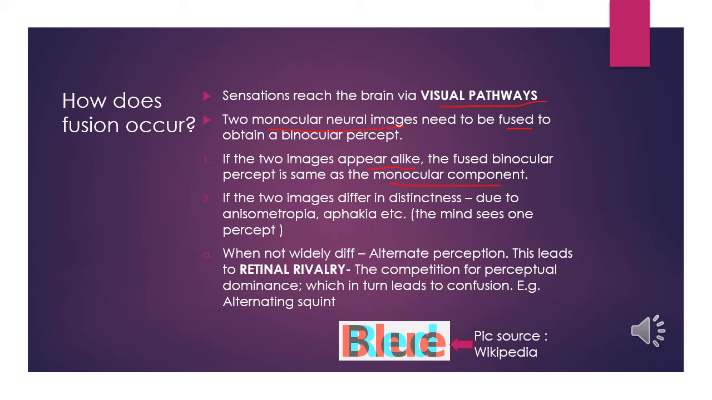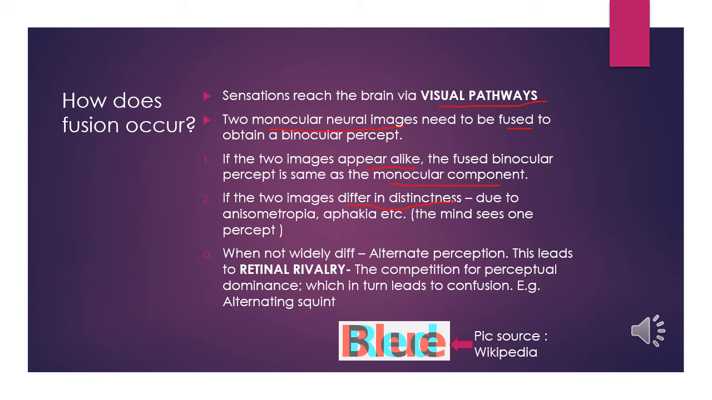But if the 2 images differ in distinction, like due to anisometropia, aphakia, etc., then the mind has to work a bit, and it can accept only one perception at a time. So it will always accept the one with a higher quality. For example, in our real life, we also do the same thing, isn't it? We are attracted more towards a good quality video than a poor quality one. So similarly, the mind accepts the one that has the higher quality.